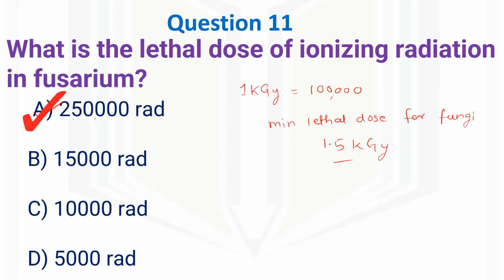So anything above this will kill the mold or the fungi. So here we have the organism which is fusarium, which is a fungi. So correct option will be 2,50,000 because this is given in rats. So it can be 2.5 kilogram.